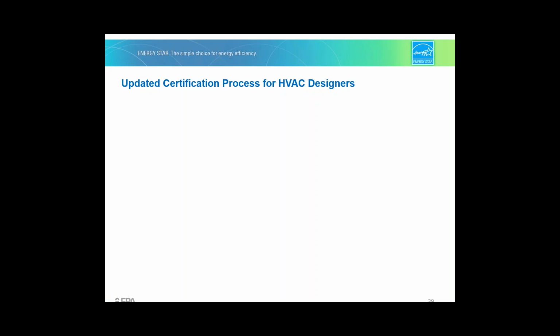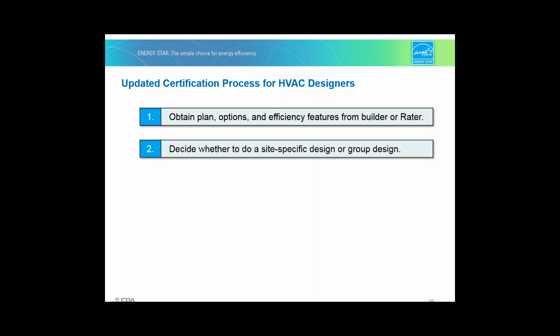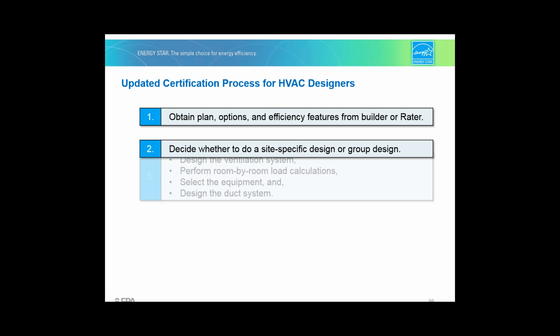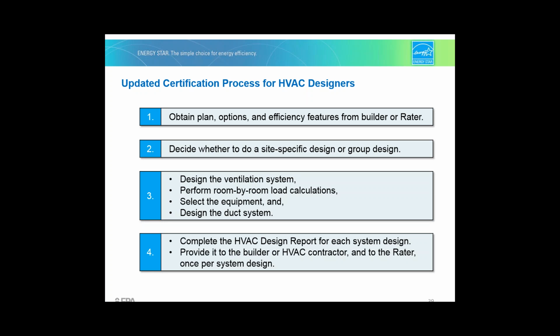So let's start with the process for designers. First, you'll obtain the relevant plan, options, and efficiency features from the builder or the home energy rater. Second, you'll either decide to do a site-specific or a group design. Next, you'll design the ventilation system, perform room-by-room load calculations, select the heating and cooling equipment, and design the duct system. And then once the design is complete, you'll just fill out the HVAC design report for each system and hand it over to the builder or the HVAC contractor and the home energy rater once per system design.